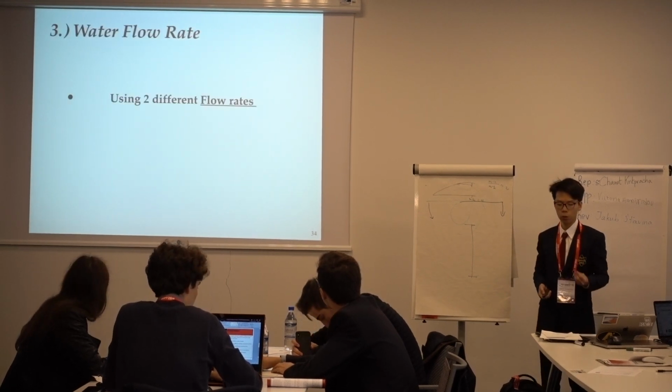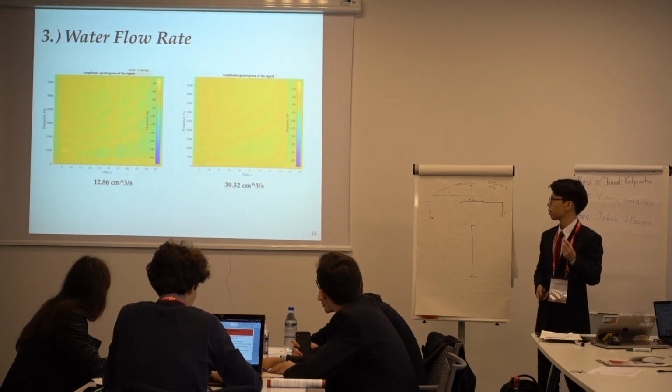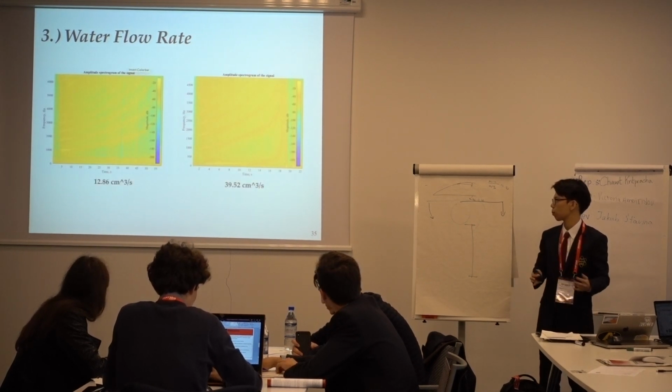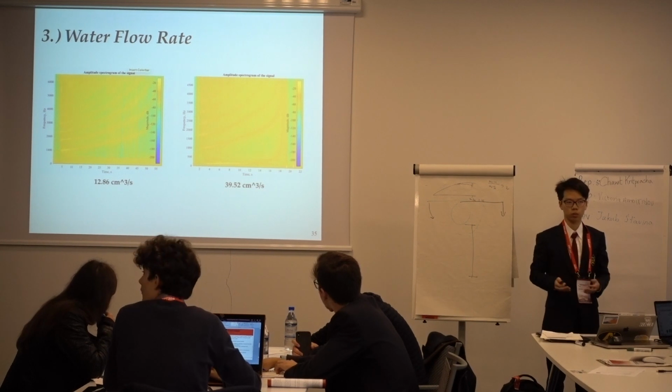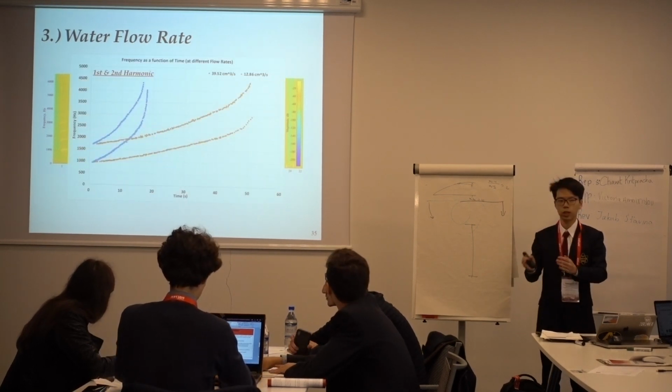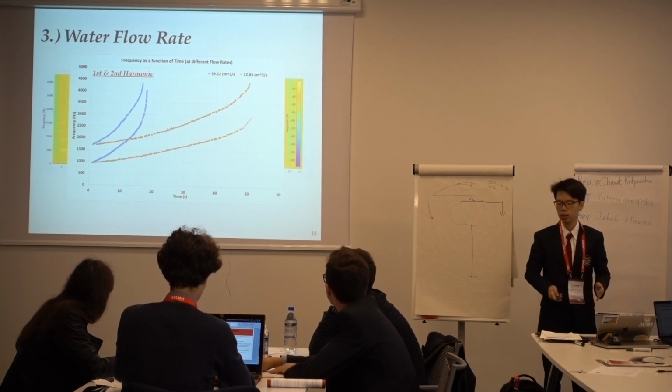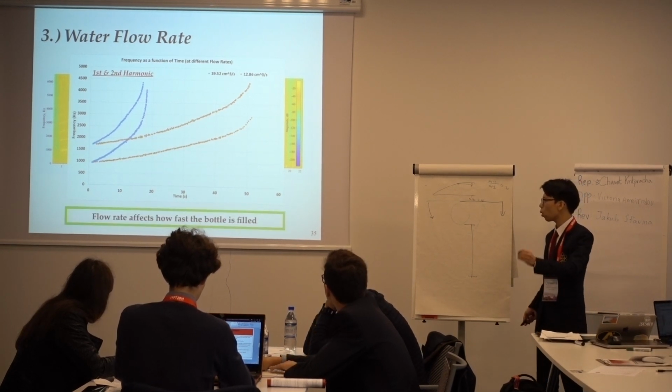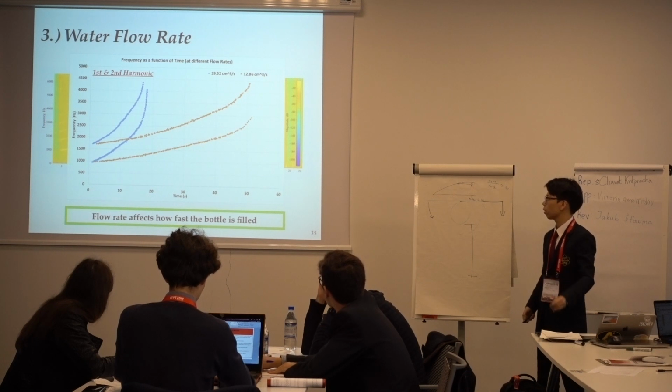Next, we're going to talk about the water flow rate. Here we're going to use 2 different water flow rates and report the results. And this is what we get for 12.86 and 39.52 cubic centimeters per second. So we're going to extract the data and compare the first and second harmonic of the 2 cases, and we find that the flow rate only affects how fast the water is filled.